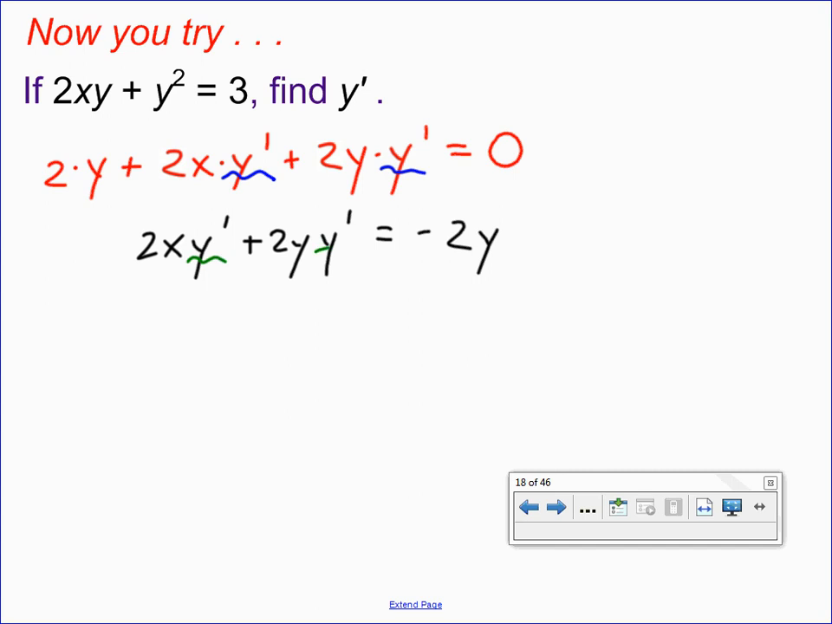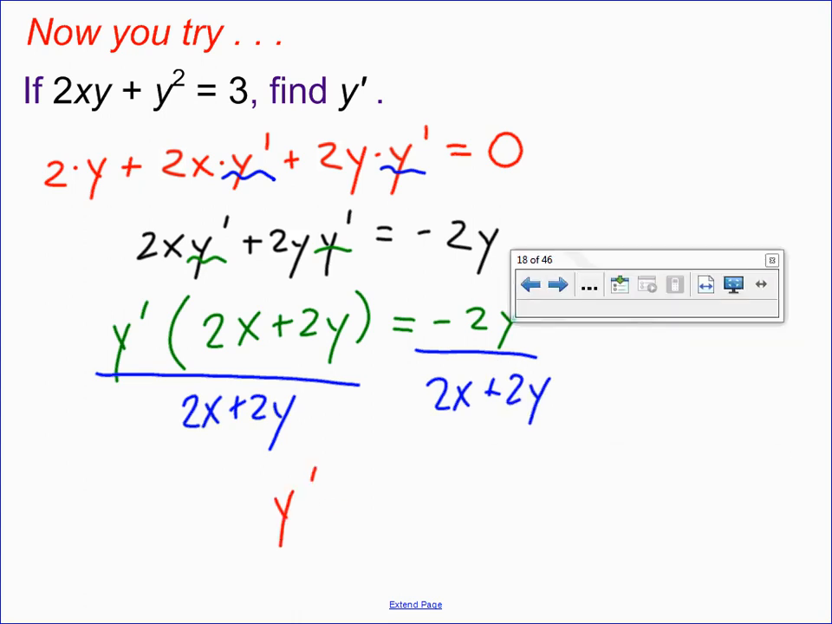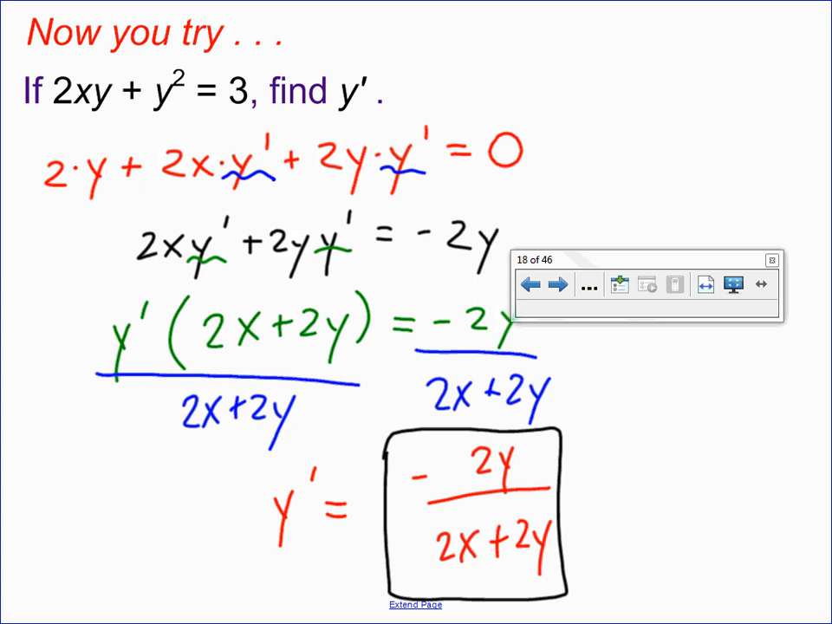We can factor out that y prime in a reverse distributive property problem. I'll factor out the y prime, leaving me with 2x plus 2y times quantity y prime, equals my right-hand side, which remains negative 2y. We can finish out by dividing both sides by quantity 2x plus 2y in order to get y prime alone. So my final answer would be y prime equals negative 2y over 2x plus 2y.